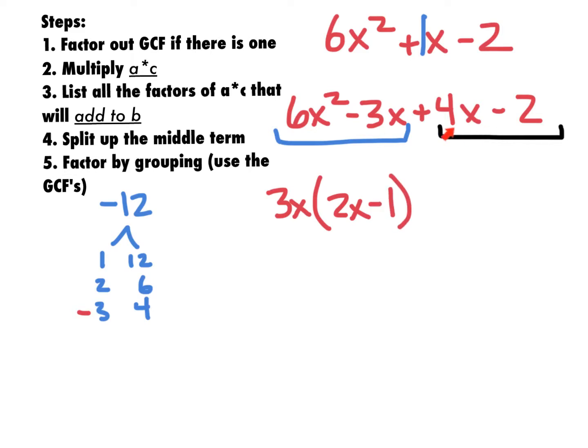Over here on this side, 4x minus 2, those are both divisible by 2. So I'm going to pull out a positive 2. 4x divided by 2 is 2x. 2 divided by 2 is negative 1.